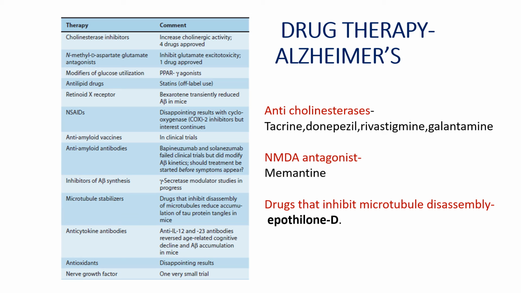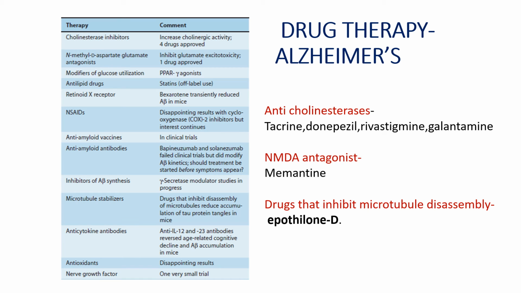Similarly, modifiers of glucose utilization like PPAR gamma agonists have also been tried in Alzheimer's disease, and anti-lipid drugs like statins have off-label use. Retinoid X receptor agonists like bexarotene transiently reduced the A beta peptide in mice. NSAIDs were also tried, but disappointing results occurred with COX2 inhibitors. Anti-amyloid vaccines are in clinical trials, and anti-amyloid antibodies were tried but failed in further clinical trials. Then there are inhibitors of amyloid beta synthesis, like gamma secretase modulators.